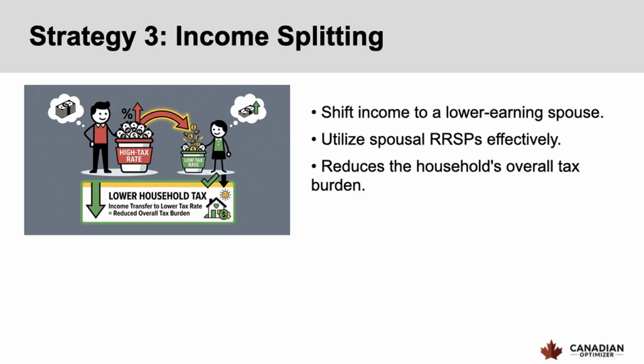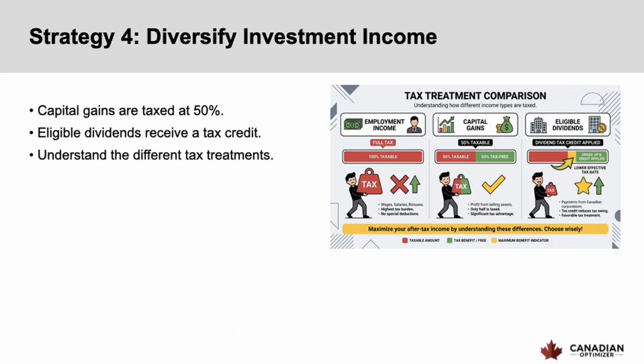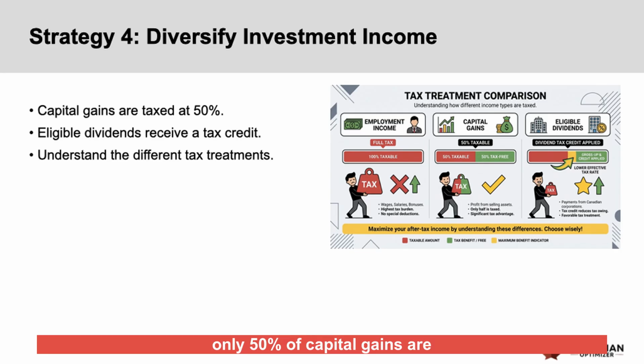Beyond employment income, how your investment income is taxed also provides significant planning opportunities. Not all income is taxed equally. For instance, only 50% of capital gains are taxable, meaning if you sell an investment for a profit, only half of that profit is added to your taxable income.